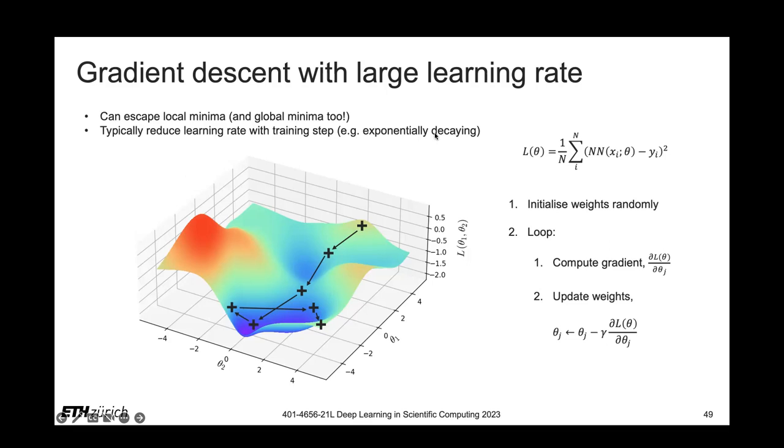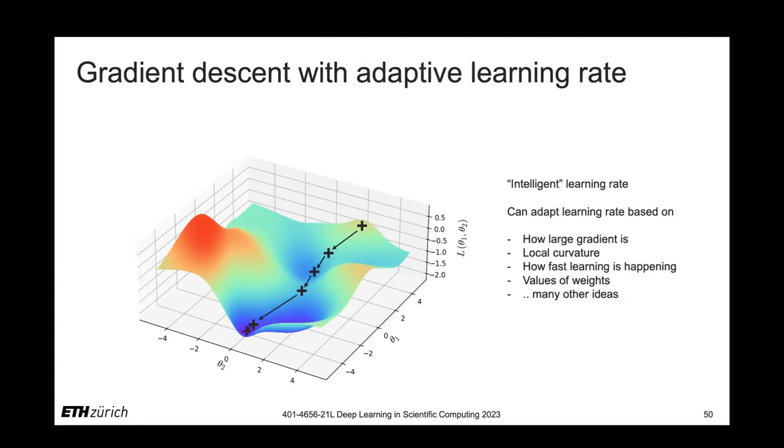One way to do it is just to exponentially decay it. You can think of that as initially exploring the loss landscape, and then when we find a nice minima, we just descend nice and slowly into it. You can obviously come up with more sophisticated variants of this idea, like adaptive or intelligent learning rates, which vary your step size based on some measure. It could be how large the gradient is, the curvature, the value of the weights. There are many other kinds of adaptive learning rates you can choose.